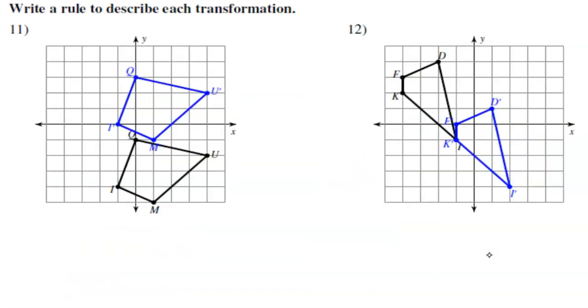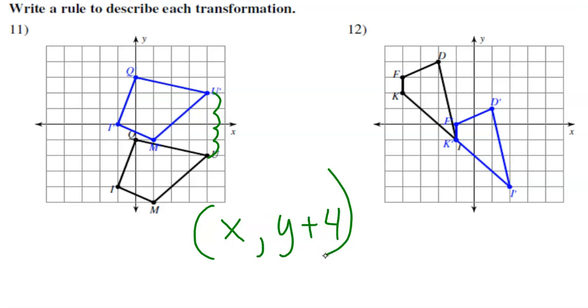Alright, let's try 2 more. Now, this shape has a lot of vertices, but they all move the same way, so you just need to count one of them. I'm going to go over here and count the translation from u to u prime. It looks like I'm just moving up. 1, 2, 3, 4. Up does not change the x-coordinate. You could also write it like this. Alright, let's try the next one.